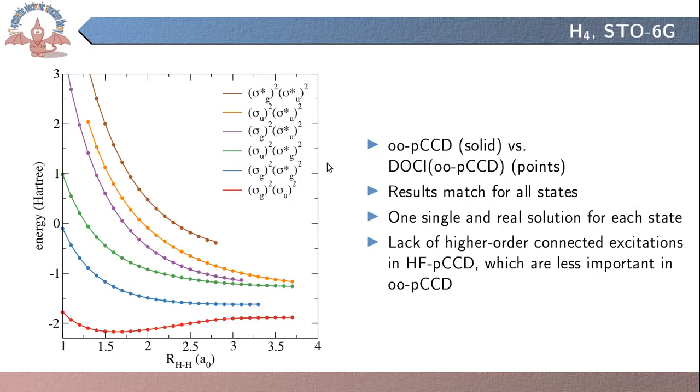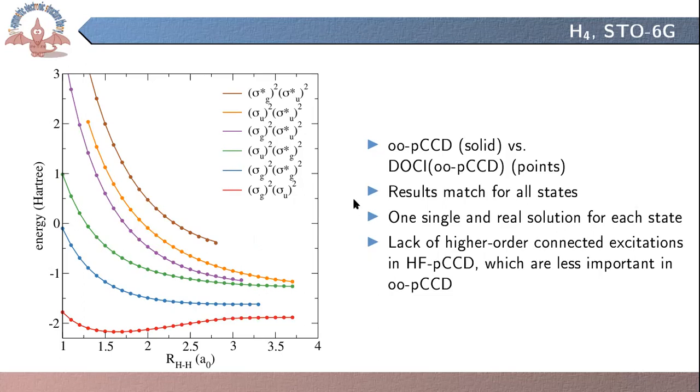When we have a suitable wave function describing an excited state, then pCCD and DOCI provide very comparable energies again. And then also you see that this complex solution that appeared before disappears once you optimize the orbitals. So that's an artifact that's simply because the reference wave function was not good enough for describing that excited state.